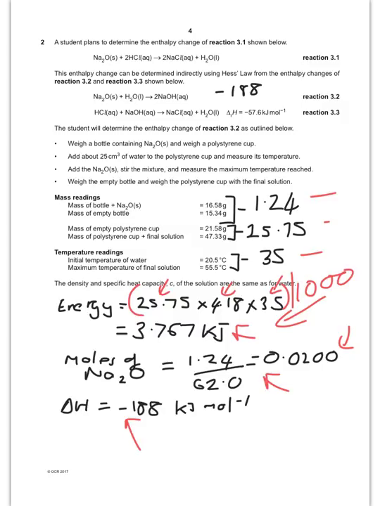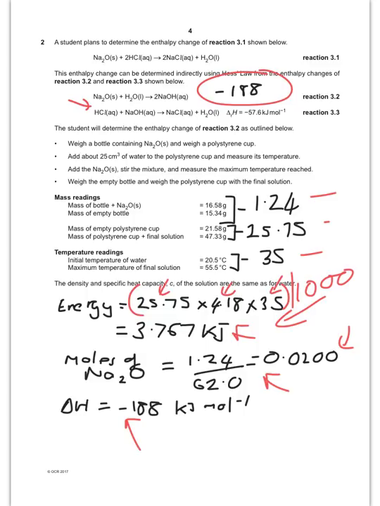So now we're going to use a Hess cycle to determine the enthalpy change of 3.1. So you've noticed I put my 188 up there, which I've just figured out. And I know that this equation here is minus 57.6. So we've got to combine 3.2 and 3.3 to give me 3.1.